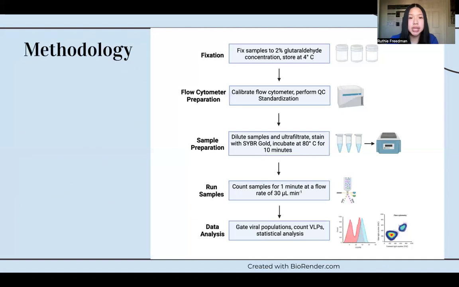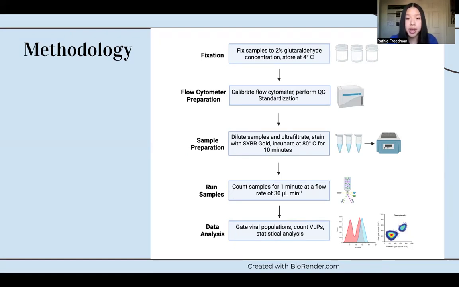The way we did this was 37 samples were taken from Axial Seamount. They were fixed to a 2% glutaraldehyde concentration and stored at 4 degrees Celsius until they were ready to use. We used a CytoFLEX Beckman Coulter flow cytometer, and before samples are run it has to be calibrated using a cleaning solution and DI water, and then you must perform a quality control standardization test, which ensures that the noise levels are normal and that your counts are going to be accurate.